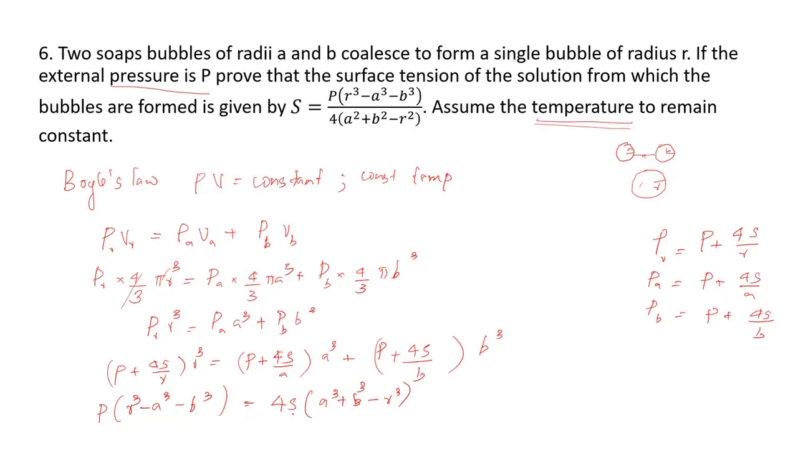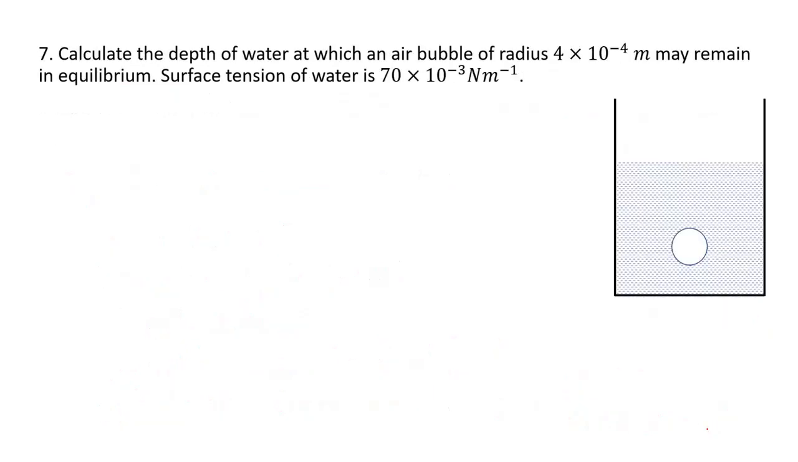From this we can write an equation for S as S is equal to P into R cube minus A cube minus B cube divided by 4 into A square. Since it is multiplied inside and we have an R term here, it will cancel and this will become square. So A squared plus B squared minus R squared. Hence we have proved it. Next question.